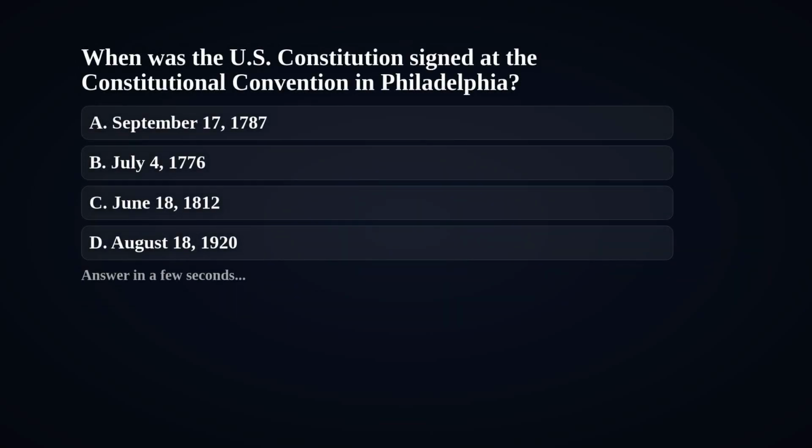Question 2. When was the U.S. Constitution signed at the Constitutional Convention in Philadelphia? A. September 17, 1787. B. July 4, 1776. C. June 18, 1812. D. August 18, 1920.